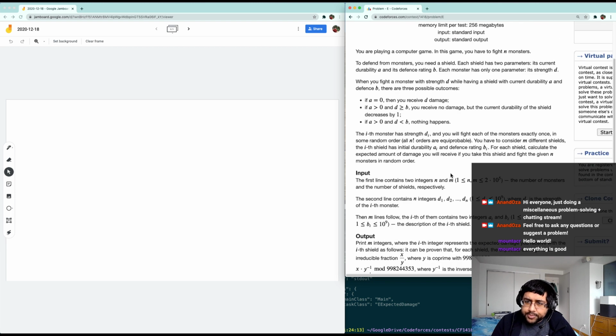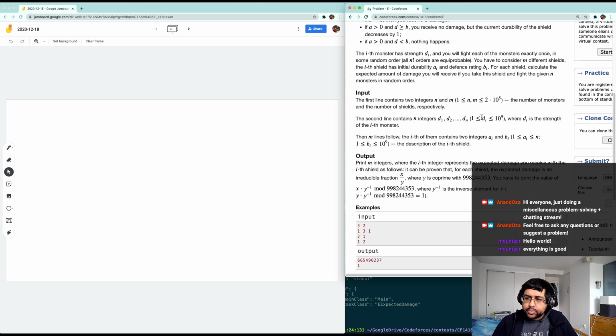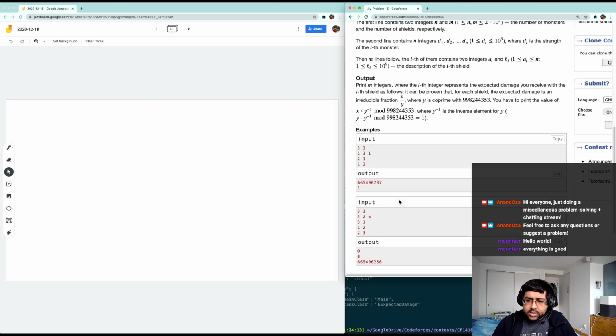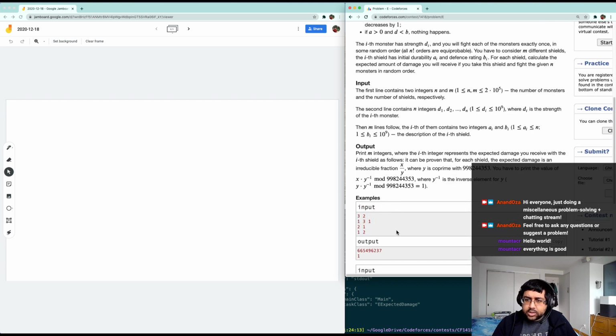Let's see. So if you have no durability left, you get... Okay, once your shield runs out of durability, you take damage from all the remaining monsters. And when your shield still has durability, it decreases only when you get hit by a strong enough monster. Cool. All right, and in their first example, they have 3 monsters.